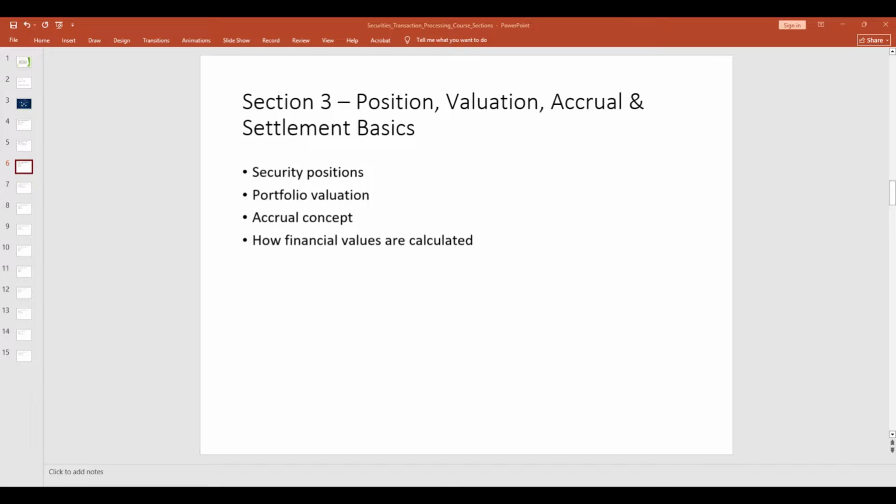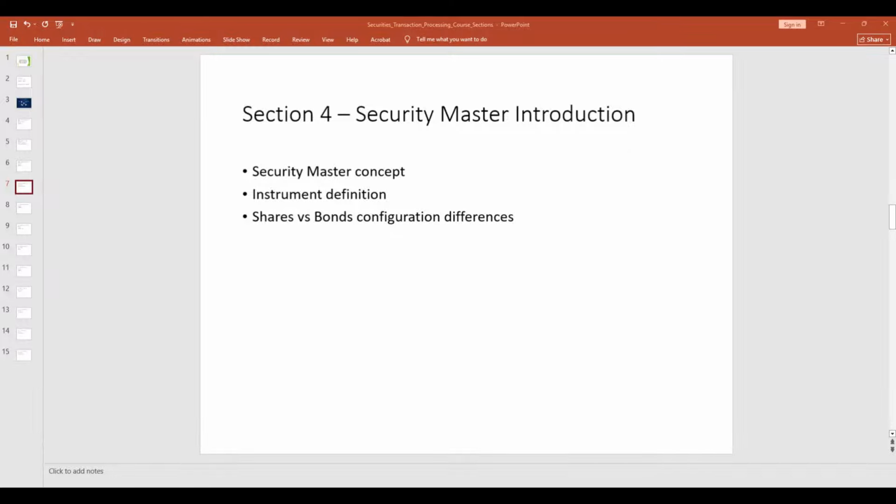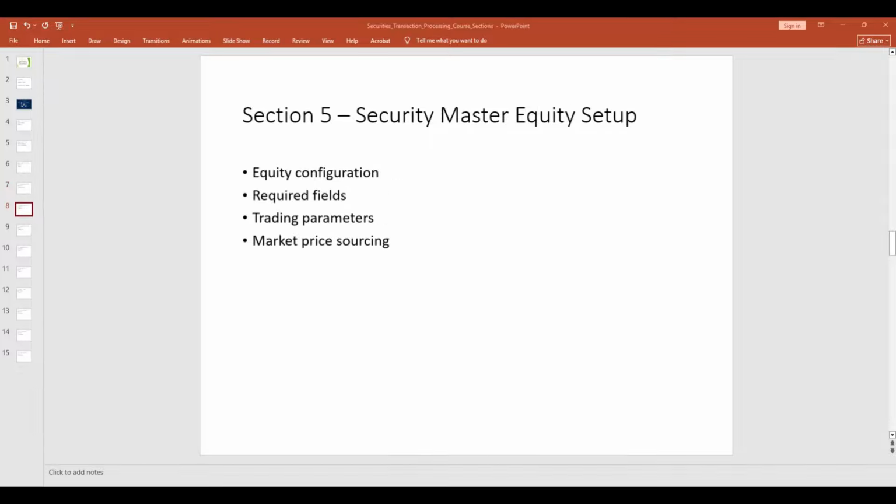In section 4, we introduce the security master. The security master defines the structure of financial instruments. Here we understand how securities are defined in the system and the configuration differences between shares and bonds. In section 5, we configure equity instruments. This section explains how shares are configured in the security master and how trading parameters and market data are handled.